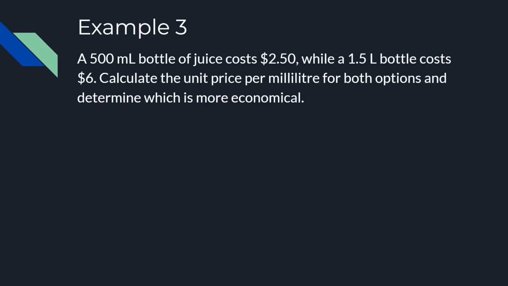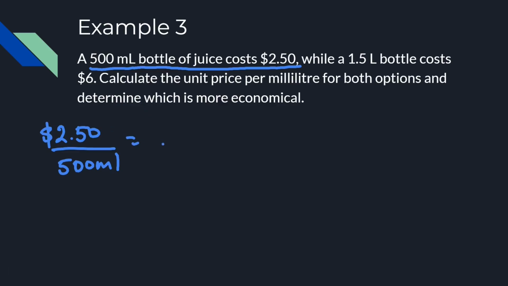Here's another example. A 500 ml bottle of juice costs $2.50, while a 1.5 liter bottle costs $6. Calculate the unit price per ml for both options and determine which is more economical. So we know a 500 ml bottle of juice costs $2.50. Okay, so let's find out how much you're paying per ml. All right, so that means we can take the $2.50 and divide it by the 500 ml. And that would mean we pay $0.005 per ml.